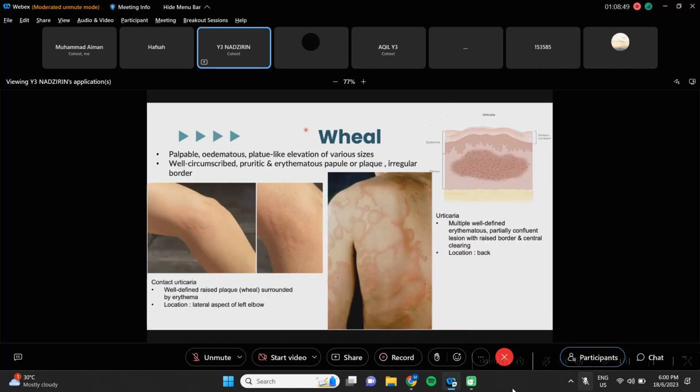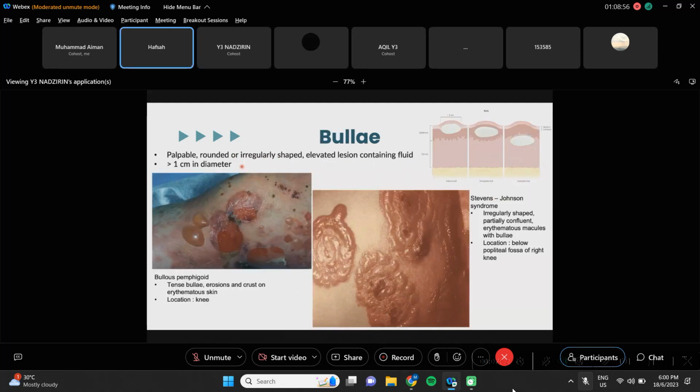Then after that, we would like to see the wheel. Between bullae and macule again. So where's the macule? Can you go back? Where's the macule? Macule, yeah. So which part is the macule? This one. Which part is the macule? Less than 1 centimeter.